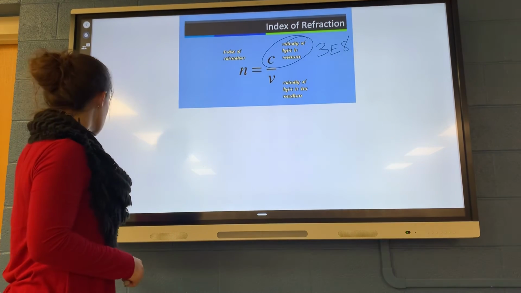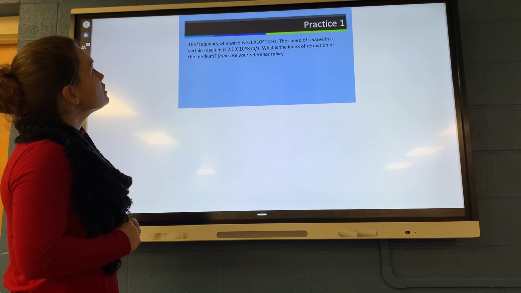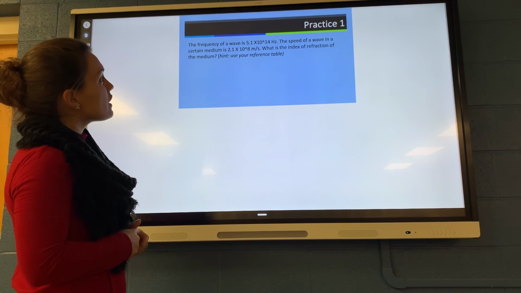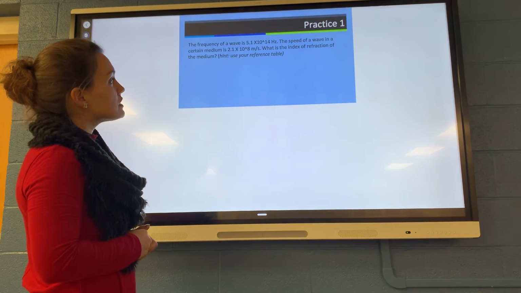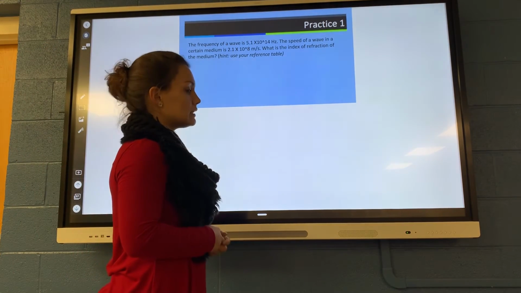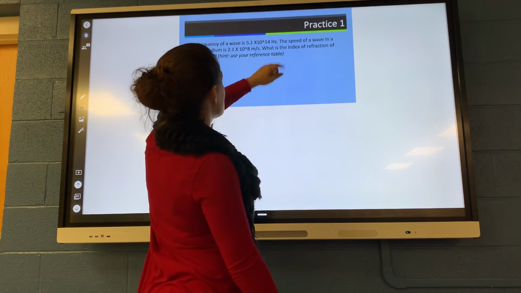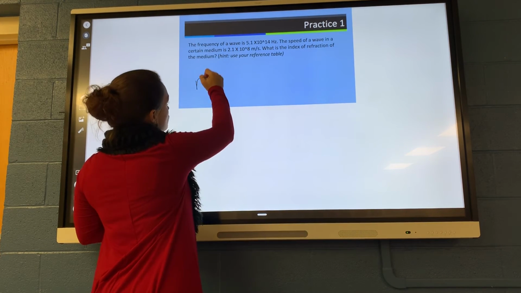So, the frequency of a wave is 5.1 E14 hertz. The speed of the wave in that medium is 2.1 E8. What is the index of refraction? So you're trying to find N.